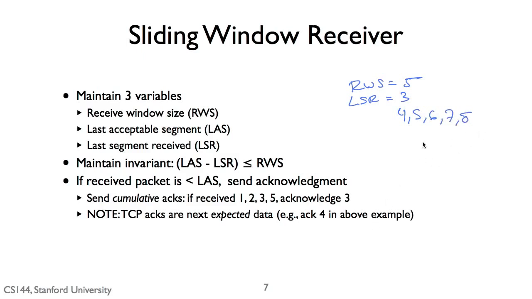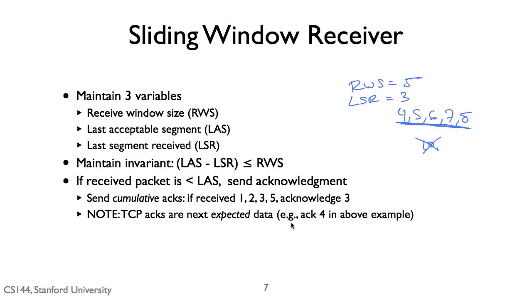Right? So if it suddenly receives segment 10, it won't accept it and it'll drop it. Now, if the received packet is less than this acceptable segment, then we'll send an acknowledgement. And so if it receives any of these packets, it will send an acknowledgement.